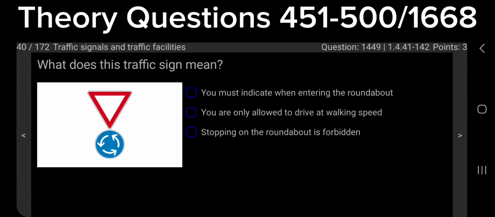What does this traffic sign mean? You must indicate when entering the roundabout. You are only allowed to drive at walking speed. Stopping on the roundabout is forbidden.